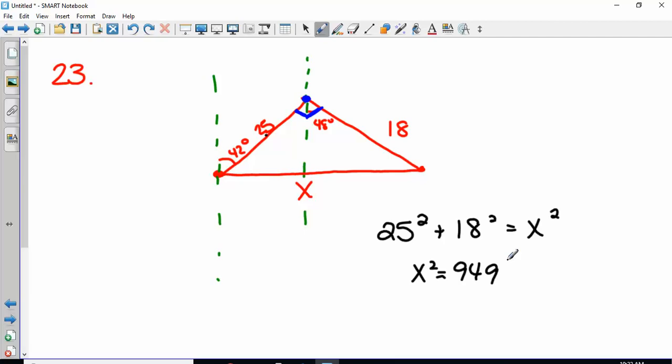I said to answer with significant digits. Square root, we wouldn't have a negative here. It's got to be a positive. How many significant digits did I give in the problem? Two, so this would be 31 miles.